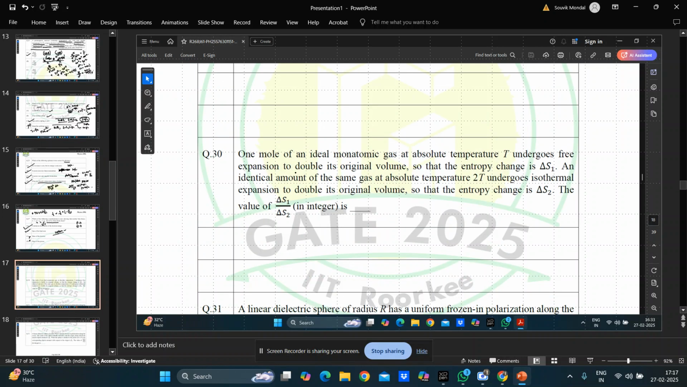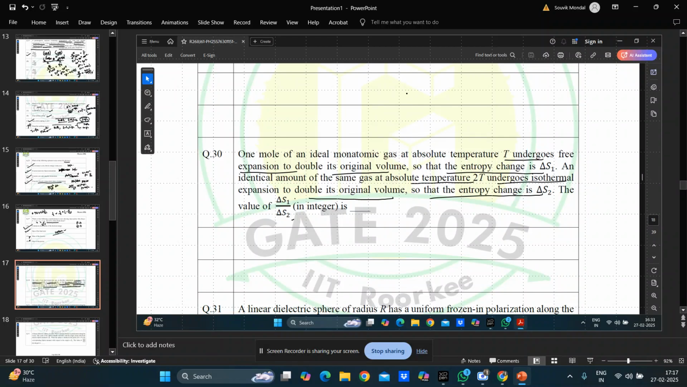Okay, yeah. So now this question: 1 mole of ideal monoatomic gas at absolute temperature T undergoes free expansion to double its original volume. The entropy change is delta S1. And an identical amount of the same gas at absolute temperature 2T undergoes isothermal expansion to double its original volume. That entropy change is delta S2. So what is the ratio of delta S1 by delta S2?